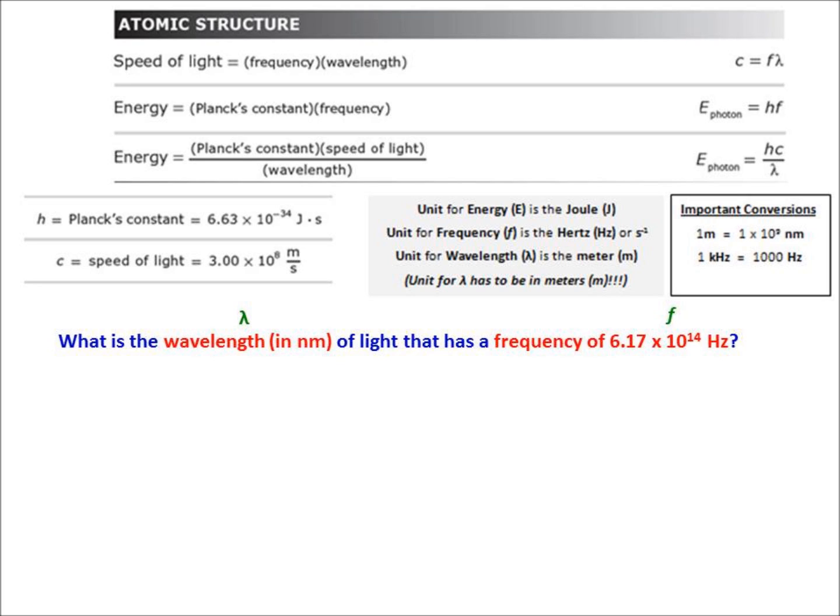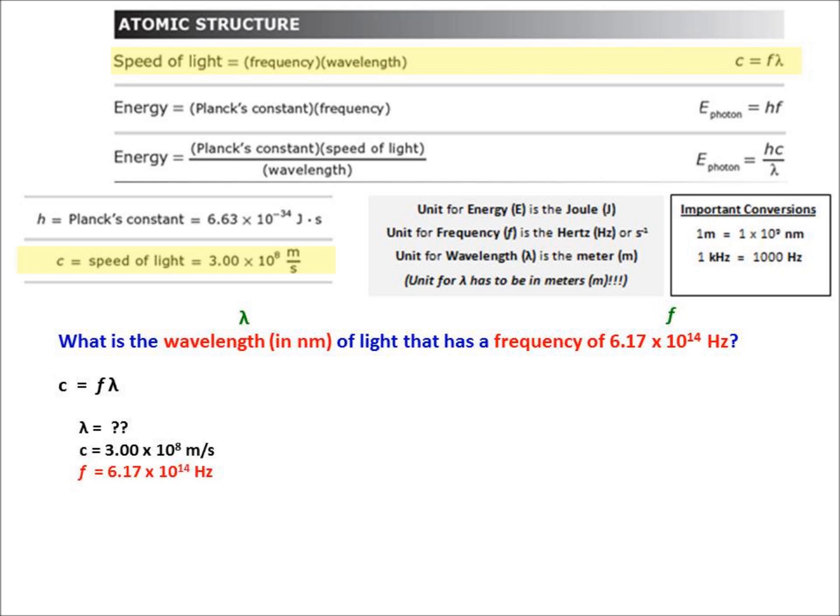Okay, I need to figure out which formula to use. So I look at what the question provides me. It's asking for the wavelength, and it gives me the frequency. So the equation that makes the most sense that we're going to use, if I look at the above equations, is the first one, for the speed of light equal to the frequency times the wavelength. All right, so once we know what formula we want to use, we want to write it below, and we're going to list out all the information that we know.